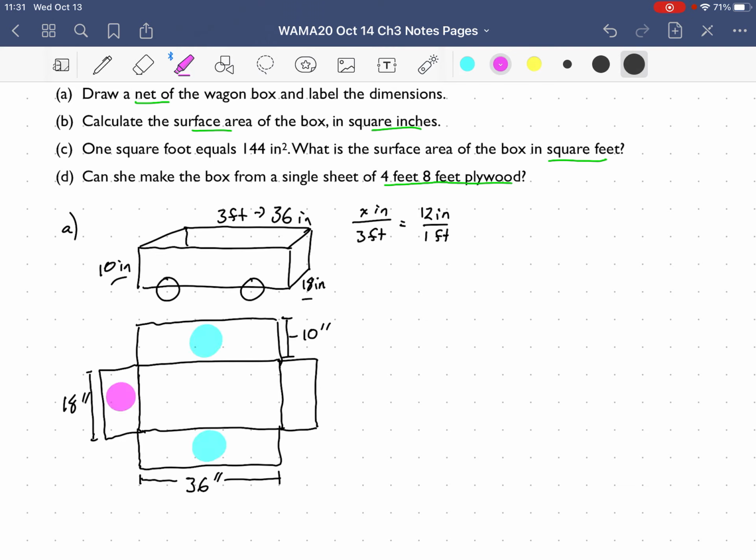So we have 3 different rectangles. Those 2 rectangles are the same. These 2 rectangles are the same. And this rectangle is alone. So we've drawn the net. Now we need to calculate the surface area in square inches. So let's go on to part B.